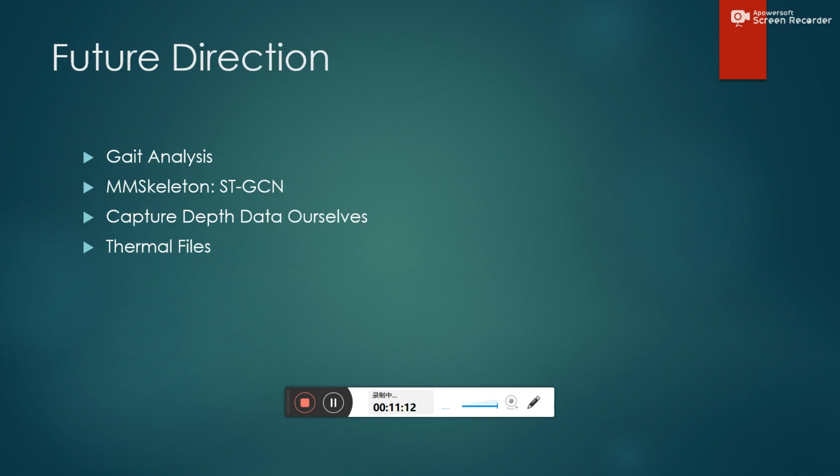The future direction of our task is first gait analysis for scaled data. And we can also use skeleton ST-GCN technique to predict action from scaled data. Third, we can capture depth data ourselves to train our model. Last, we don't have any thermal data as well, so we should try to do that.